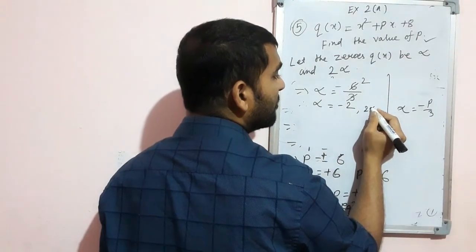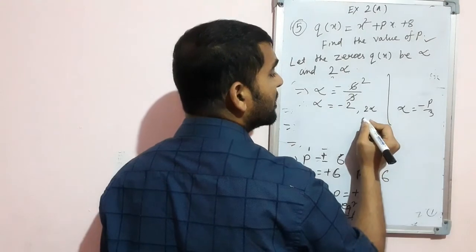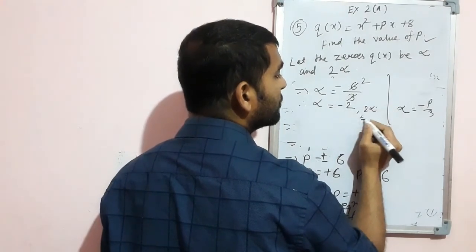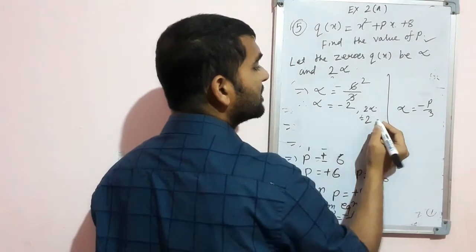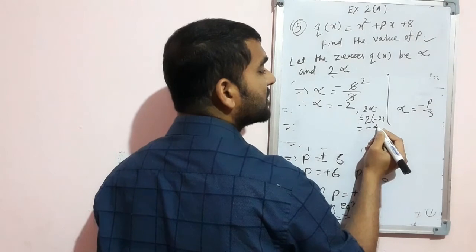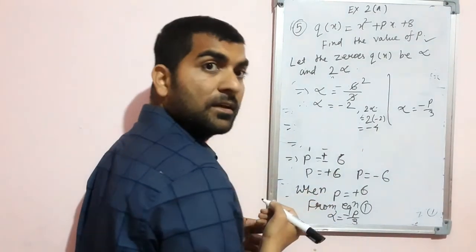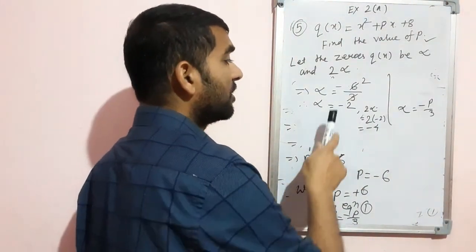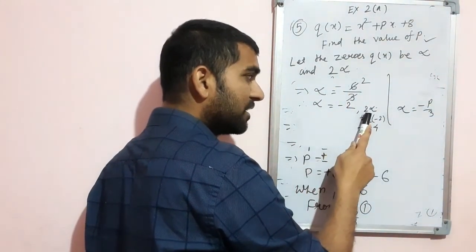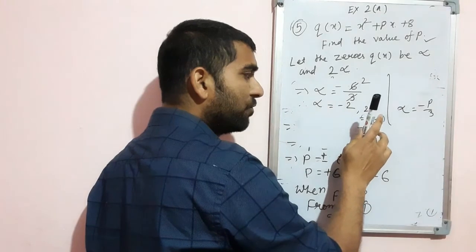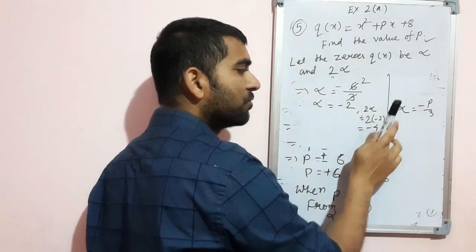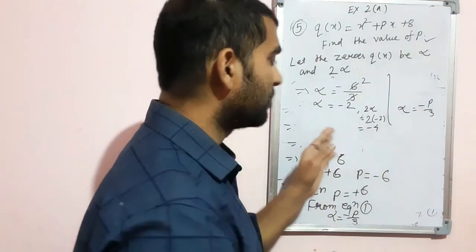2 alpha will be how much? 2 into minus 2 will be minus 4, right? Here we have to get alpha and 2 alpha. That's why we found alpha first. Here we are finding 2 alpha equal to 2 into, putting the value of alpha as minus 2. 2 into minus 2 will be minus 4. So we got the first value.